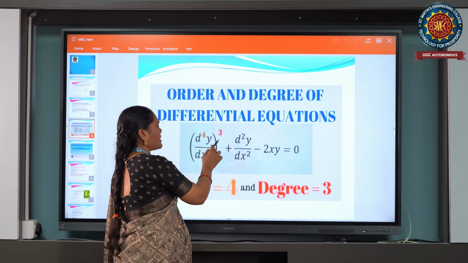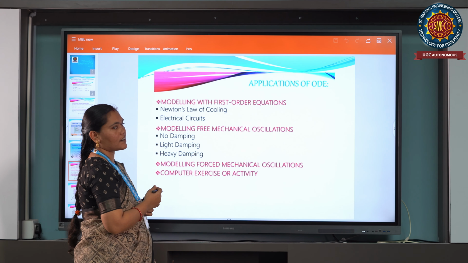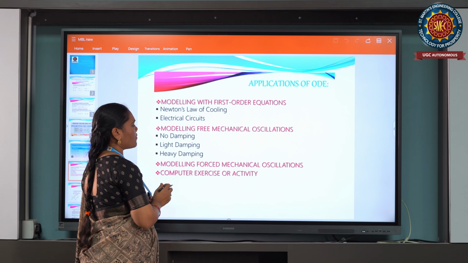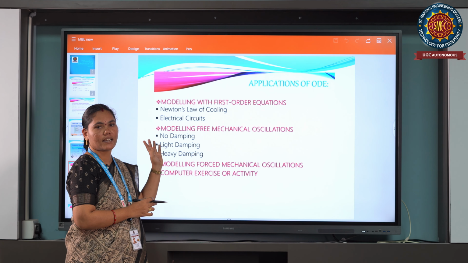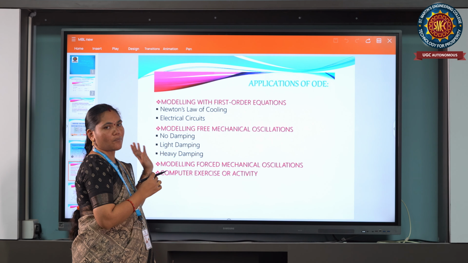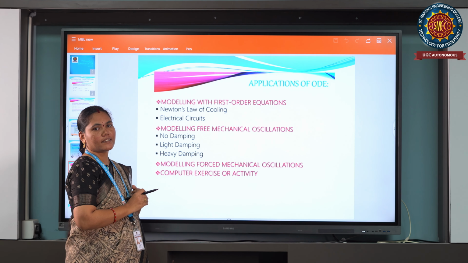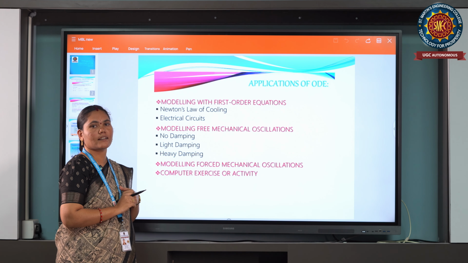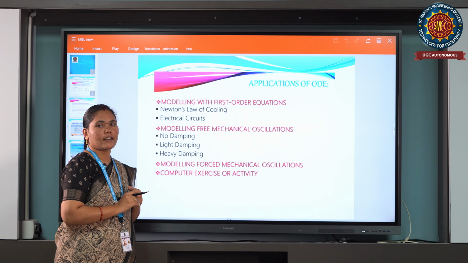Next, we discuss some applications: modeling with first order equations, modeling free mechanical oscillations, modeling forced mechanical oscillations, and computer exercises and activities. These are all very important in differential equation applications. The applications are very useful in our real life. So differential equations is a very important chapter to discuss in the engineering field. So thank you everyone.